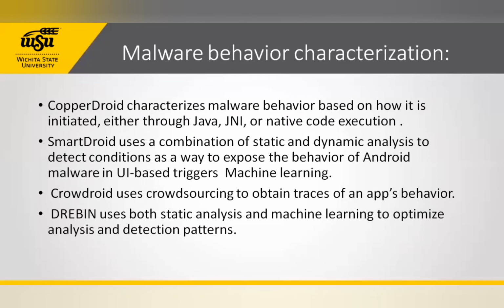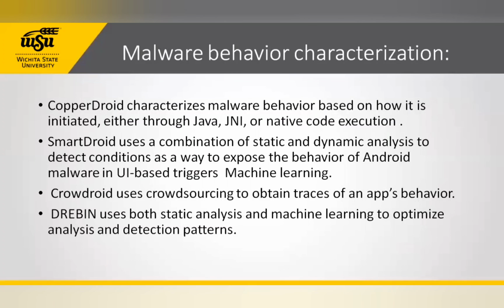The next one, SmartDroid, uses a combination of static and dynamic analysis to detect conditions as a way to expose the behavior of Android malware in UI-based triggers, machine learning. The next one is CrowdDroid, which uses crowdsourcing to obtain traces of an app's behavior. It distinguishes between benign and malicious apps of the same name and version by detecting anomalous behavior using k-means. Some limitations include having to rely on the Android user community as a source for app traces, as well as high energy consumption on devices.